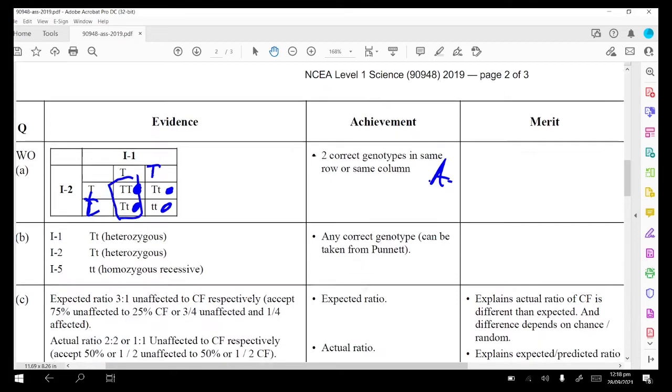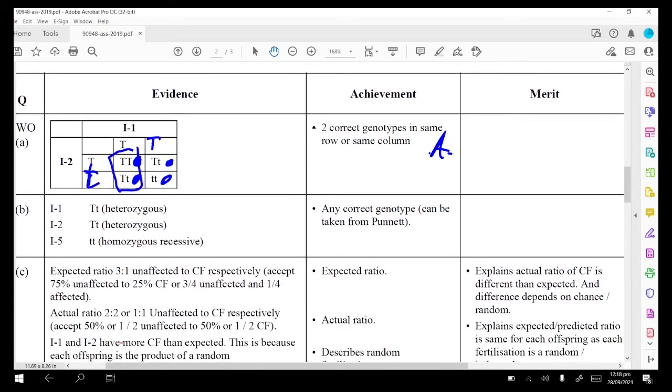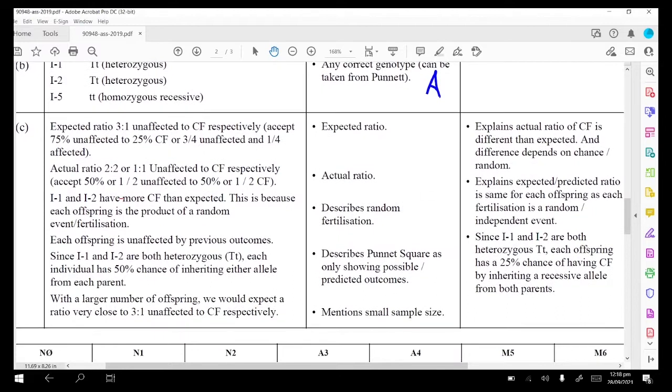Now, any correct genotype can be taken from the Punnett. Holy moly. So you get another A if you had any correct genotype. If you said individual 1, individual 2, or individual 5, you just had to get one of them for another. Then here's our answer. The expected genotype ratio was 3 to 1 unaffected to cystic fibrosis respectively. We can also, as markers, accept 75% unaffected to 25% cystic fibrosis, or 3/4 and 1/4 affected. The actual ratio is 2 to 2, or 1 to 1, or 50-50.